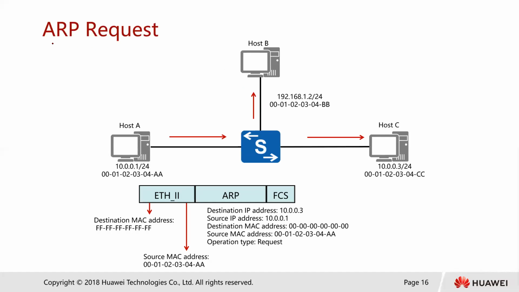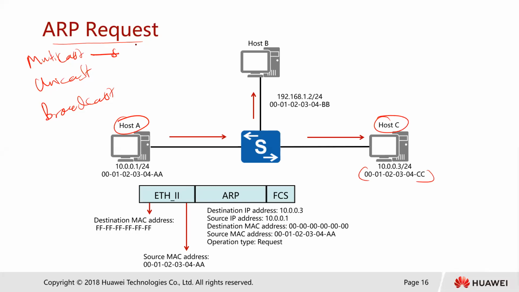So here's the ARP request. I have my host A here, and it has host C here. We don't know the MAC address for host C, and this is host B. What is going to happen? The ARP request is going to be in the form of a broadcast packet. By broadcast, we have multicast, we have unicast, and we have broadcast. Multicast is to what?